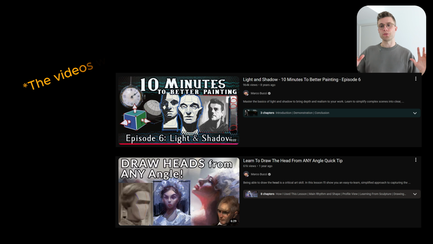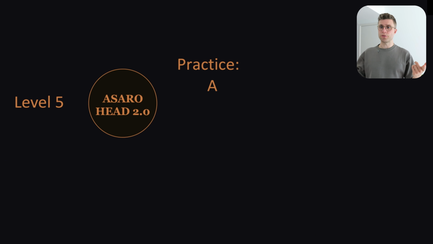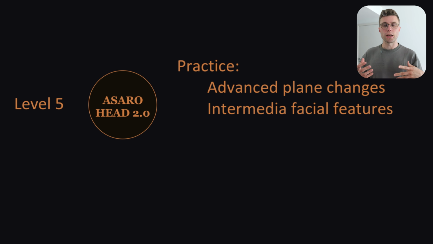He also has a YouTube channel, so he does share a lot of these videos available for free, so I think these two are definitely worth checking out on this topic in particular. So to recap, level 5, you have advanced plane changes and intermediate facial features, and you can practice this in a number of ways by trying to draw the Asaro head itself, or maybe trying to draw from reference and now indicating those plane changes and different more advanced facial features, and essentially anything that your creativity can come up with, as long as it helps you to understand the 3D representation of someone's face.